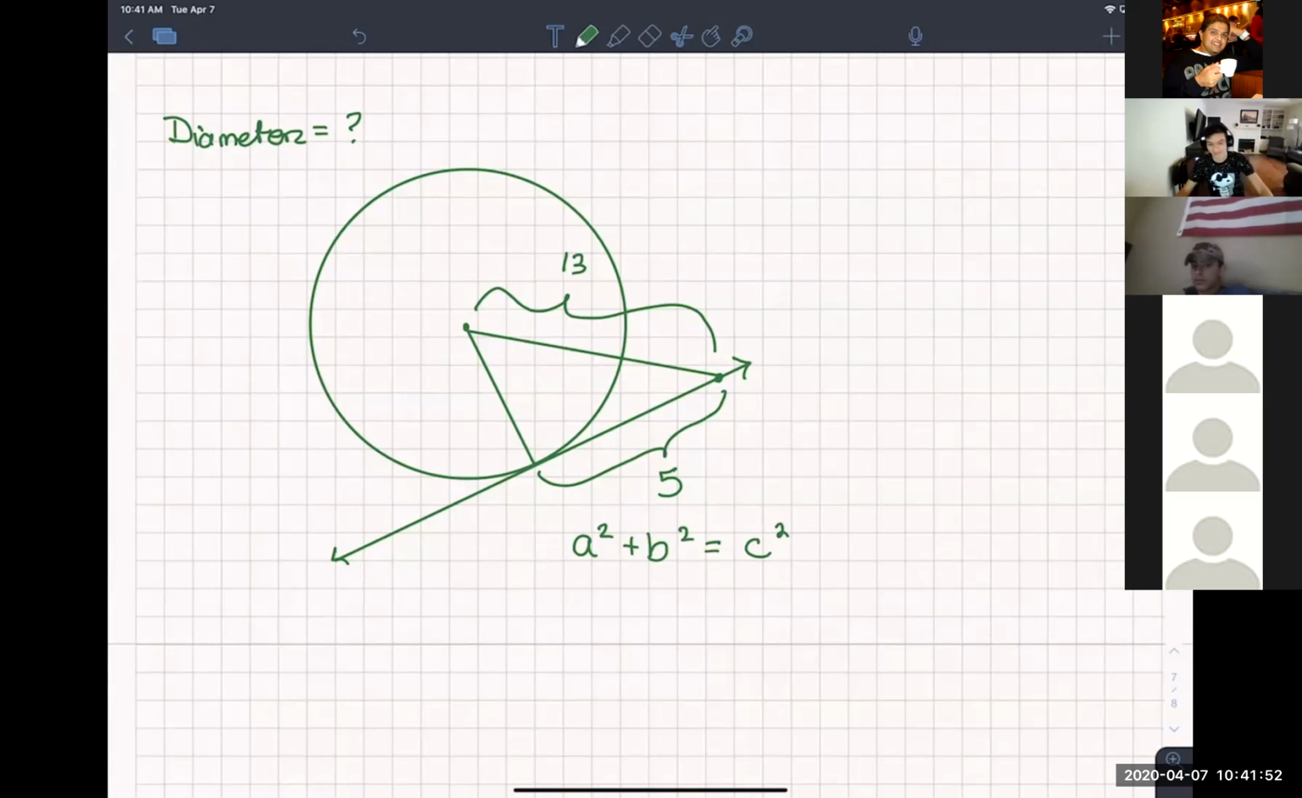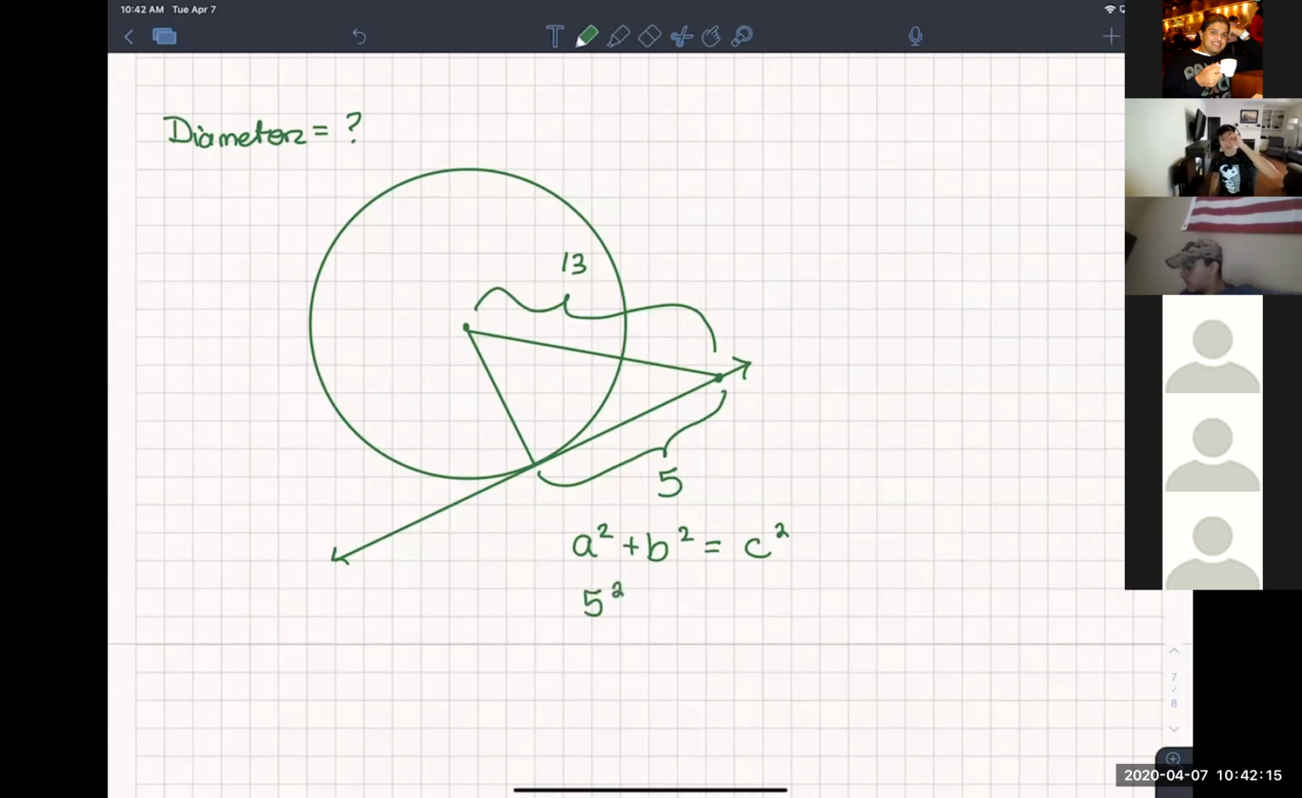So this could be, let me see, a or 13 squared plus 5 squared equals c squared. No. Remember, what is c? What length is c? Hypotenuse. C is the hypotenuse. So which is my hypotenuse? 13. So A is.